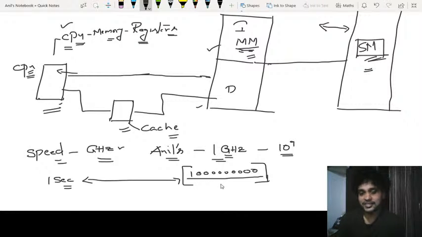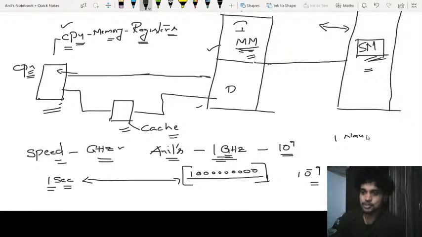So which means that, see, I'll put it in a different way. If you want to perform a task, the smallest amount of time that you require is 1 second. But when it comes to the computer system, it depends on the clock speed. If the clock speed is 1 gigahertz, it requires 10 power minus 9 seconds. It is 1 nanosecond. 10 power minus 9 is 1 nanosecond.